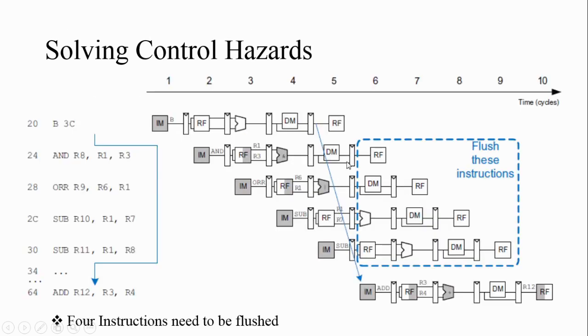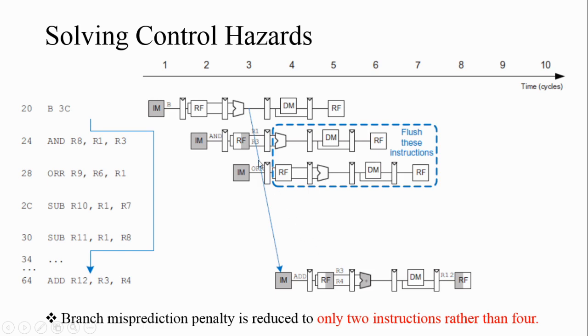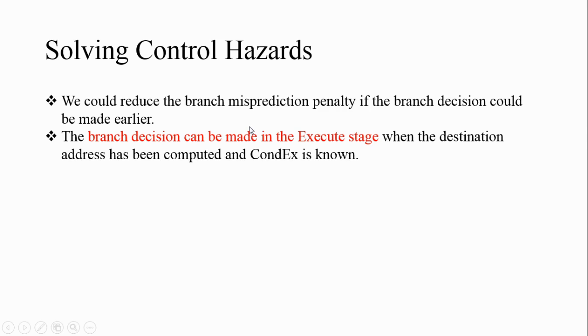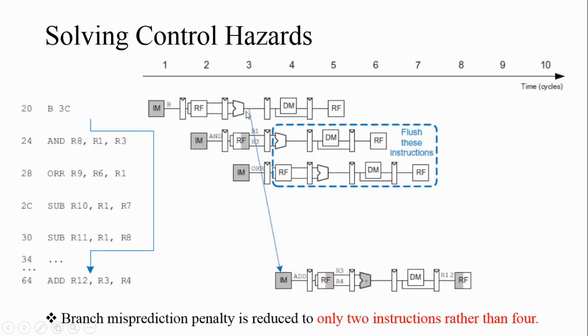So here only 2 instructions you need to flush out. In the previous case you need to flush out 4 instructions, but since you are predicting the branch after the execute stage itself, that means you are performing the branch prediction earlier, you are able to reduce the branch prediction penalty by 2. Only 2 instructions have to be flushed out rather than 4, right? So how will you incorporate this earlier branch prediction in the control unit? That is what you are going to see now.